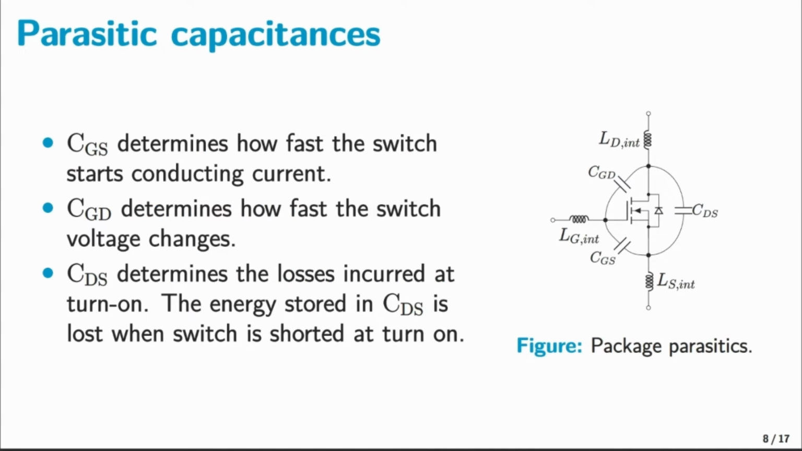Let's now turn to the parasitic capacitances within a MOSFET. The gate to source capacitance (CGS) governs how quickly the switch can turn on and start conducting current. The gate to drain capacitance (CGD) influences how fast the voltage across the device changes during switching. And the drain to source capacitance (CDS) determines how much energy is lost during hard switching, since the energy stored in this capacitance is dissipated each cycle.